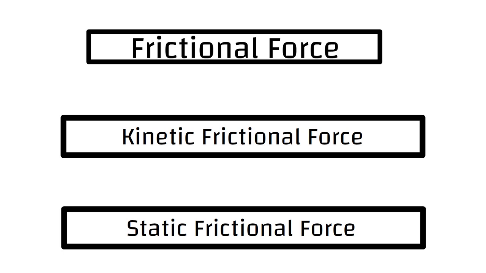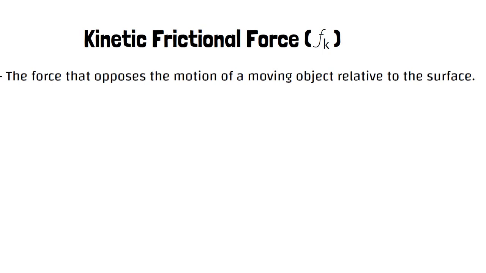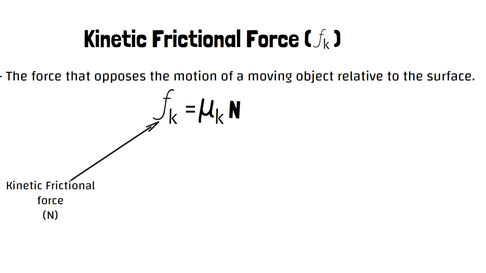Kinetic frictional force, we call it F_k. When you define it, it is the force that opposes the motion of a moving object relative to the surface. So if the object is moving relative to the surface, the force it has is F_k, the kinetic frictional force. If you want to remember, the word kinetic talks about something moving. And then the kinetic frictional force has its formula, which says F_k equals mu_k times N. F_k being the kinetic friction or kinetic frictional force, measured in newtons. If force is measured in newtons, mu_k is the coefficient of kinetic friction.